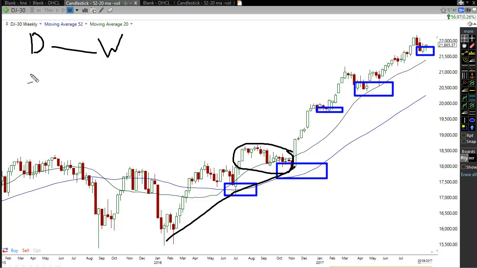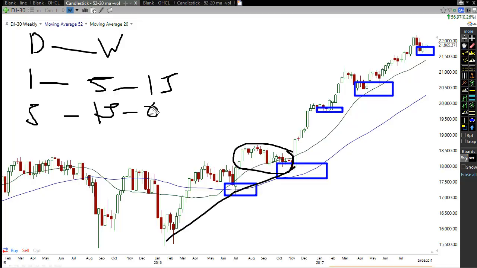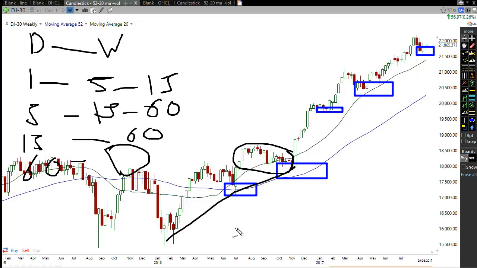If you're trading, say, a 1-minute chart, look at the 5-minute chart or even the 15-minute chart. If you trade the 5-minute chart, look at the 15-minute chart or up to, say, a 60-minute chart for the trend. If you're trading a 15-minute chart, look at the 60 for the trend. And if you're trading the 60-minute chart, look at the daily chart for the trend, and so on and so forth. No matter what time frame you're trading, you can go to the next time frame and make sure you're trading with that trend.